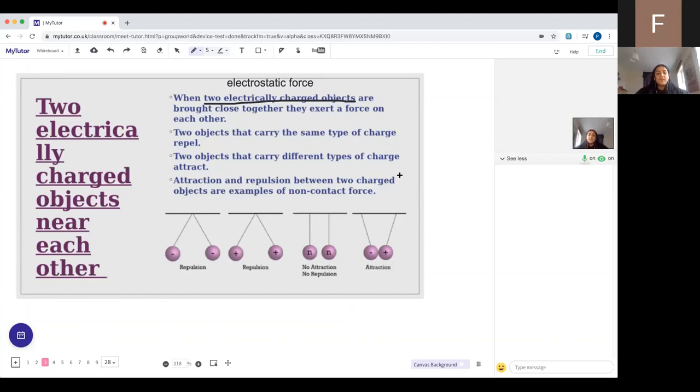Now attraction and repulsion can happen between two objects even if they don't touch. If they don't touch each other, we can still have the electrostatic force. So we call it a non-contact force. There are other forces which are contact, for example friction, but gravity and the electrostatic force are both non-contact.